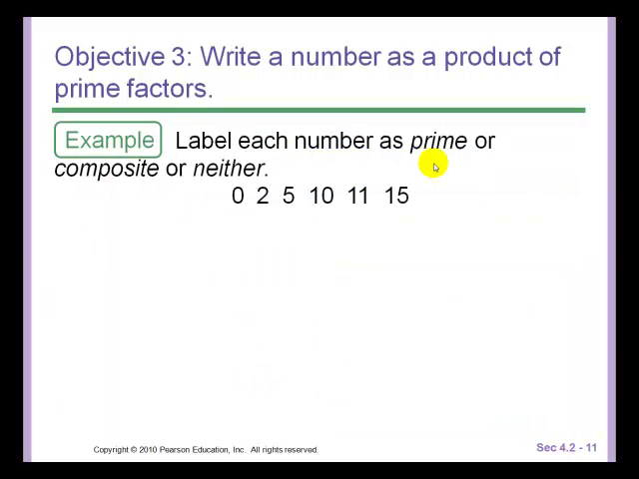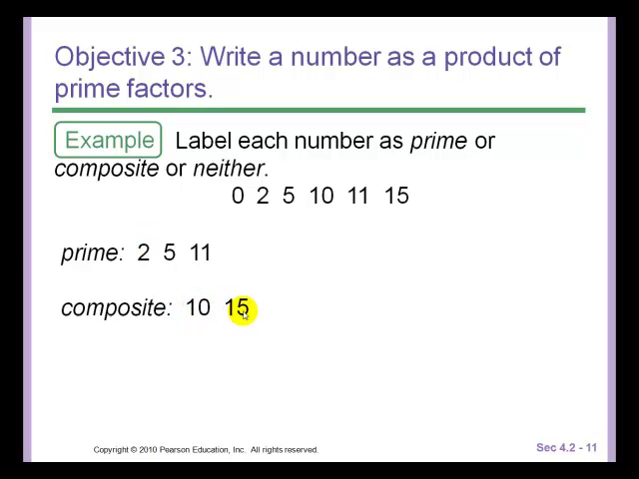Example, label each number as prime or composite or neither. The prime numbers are 2, 5, and 11. That's because we can only divide them by themselves and 1. We cannot divide them evenly by anything else. 2 is the only even prime number. All other prime numbers are odd.